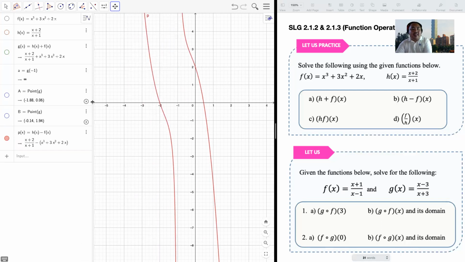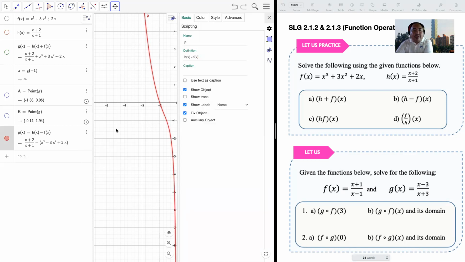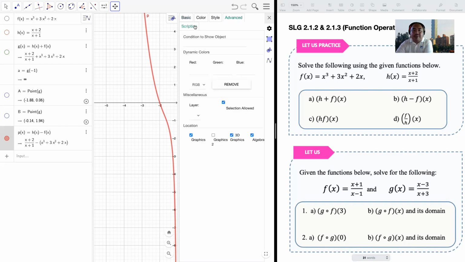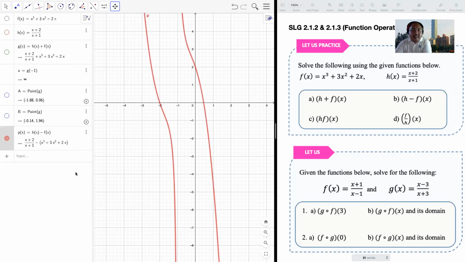All right, so this is now h minus f of x. Again, the limitation of GeoGebra for now is that it cannot do simplification for you. So you will see here an expression in its raw form, and you will have to, with your paper and pencil, simplify this. Okay, let me just inspect if that is true. If I were to look at the algebra, there's no simplification, indeed.